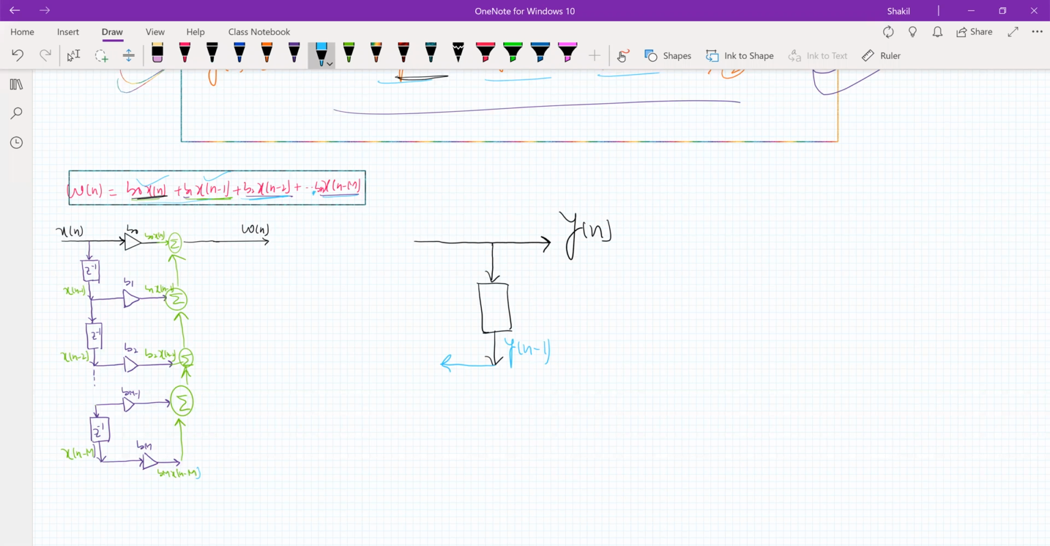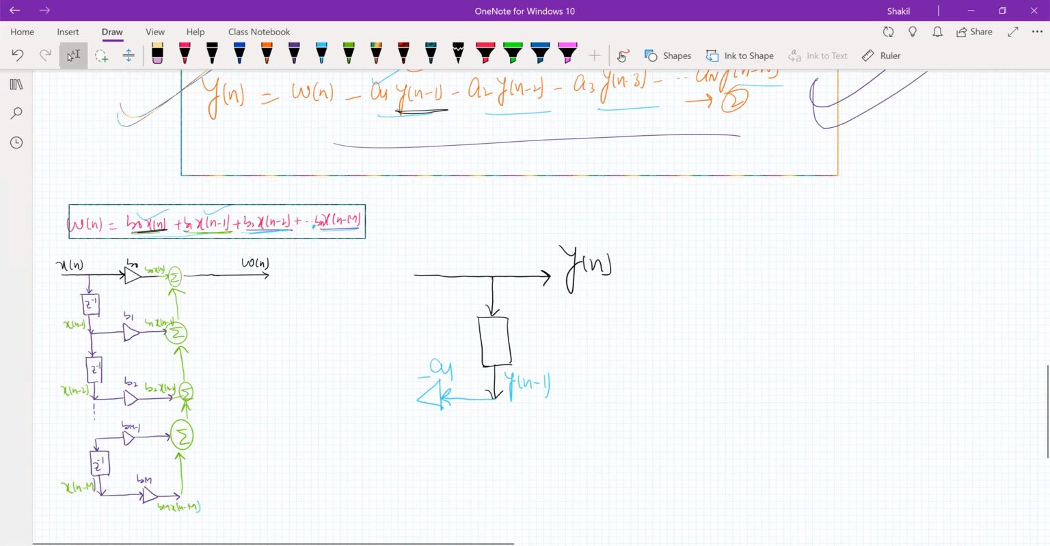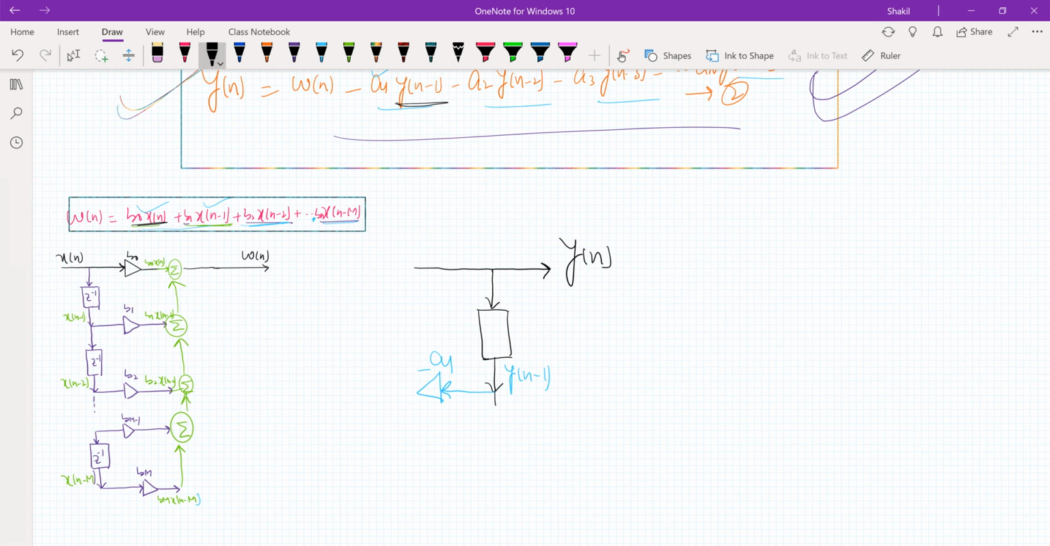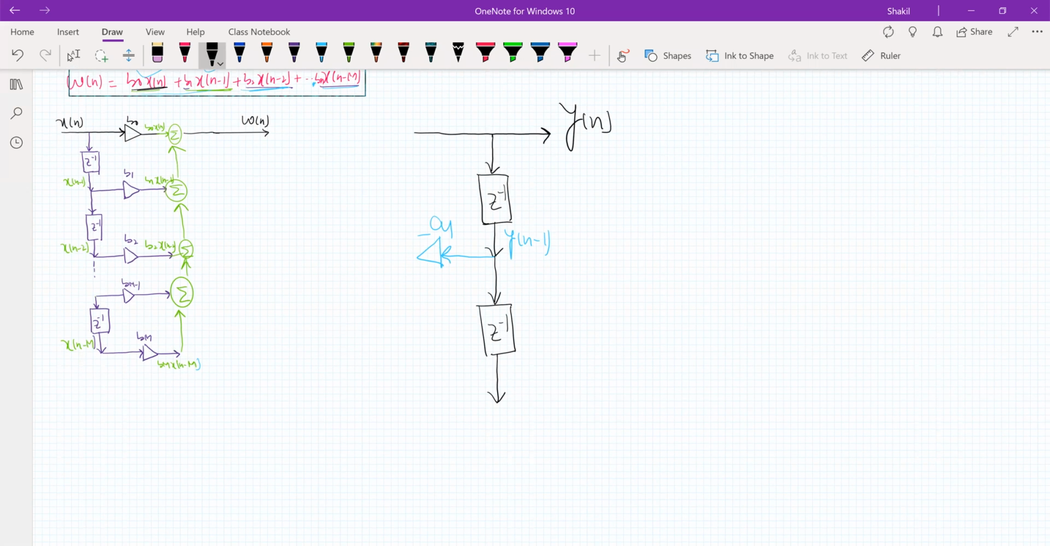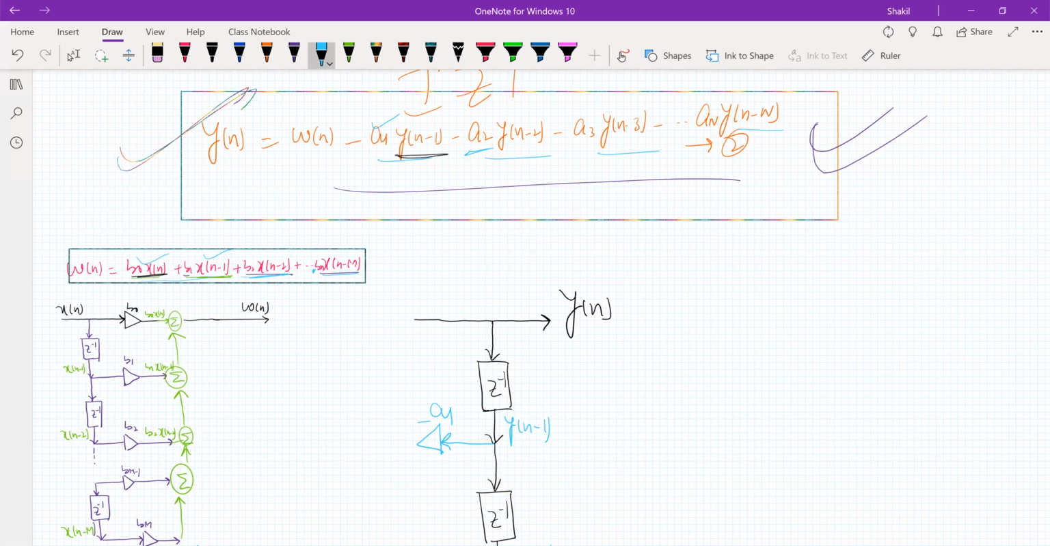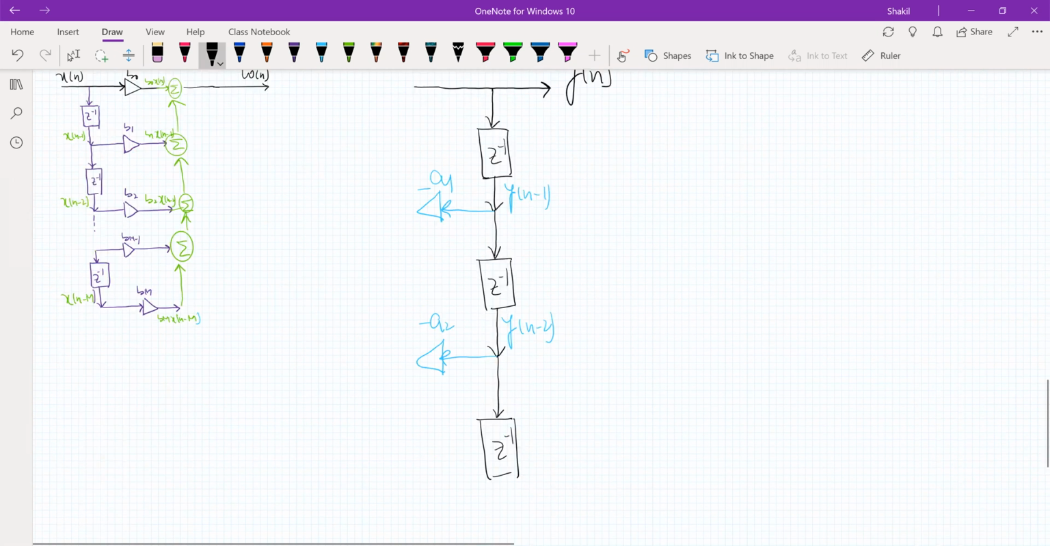Then we'll pass this through a multiplier whose multiplying coefficient is minus a1, right? Then we'll again pass y of n minus 1 through a delay element, and the output will be y of n minus 2. Again, we'll pass this y of n minus 2 through a multiplier whose multiplying coefficient is minus a2, sorry. And then we'll again pass this through a delay element to obtain this term.